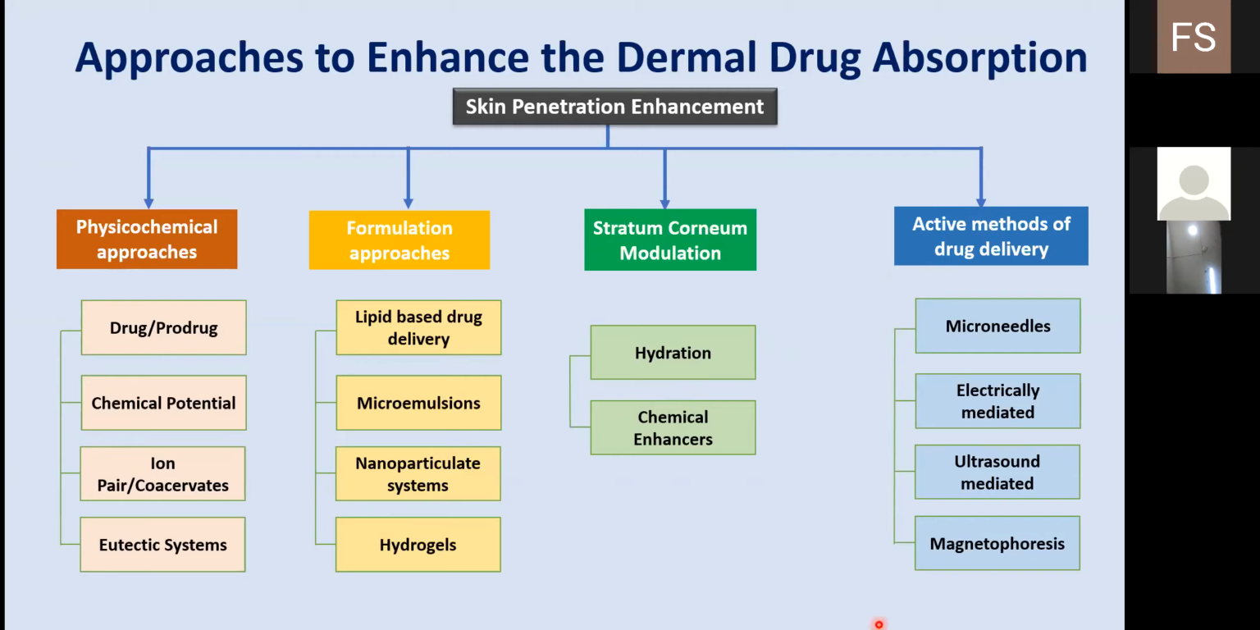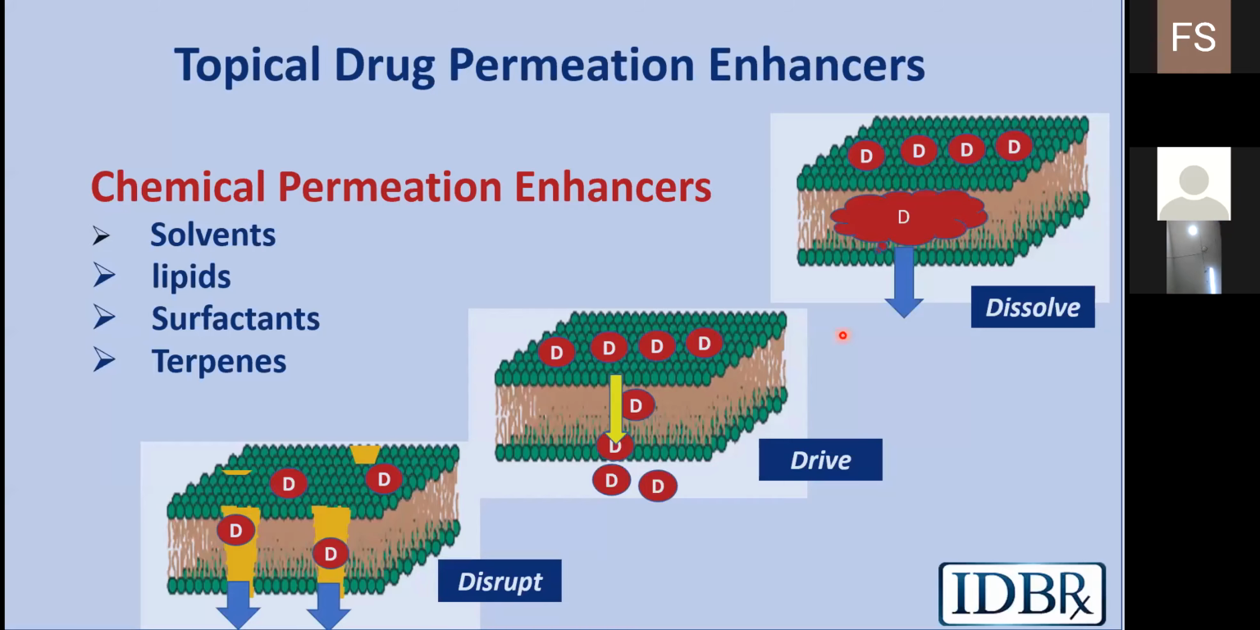Last but not the least, there's a lot of research going on in these physical or active methods of drug delivery permeation enhancement techniques. Some are electrically mediated techniques, and some are ultrasound mediated techniques. Microneedle, of course, is a mechanical way of disrupting the stratum corneum and getting the drugs into the skin. So the chemical permeation enhancers basically are known to act by three main mechanisms. I would say they act by one or more of the mechanisms together.